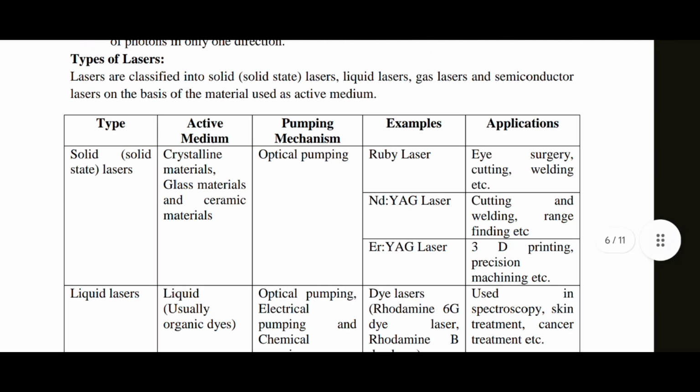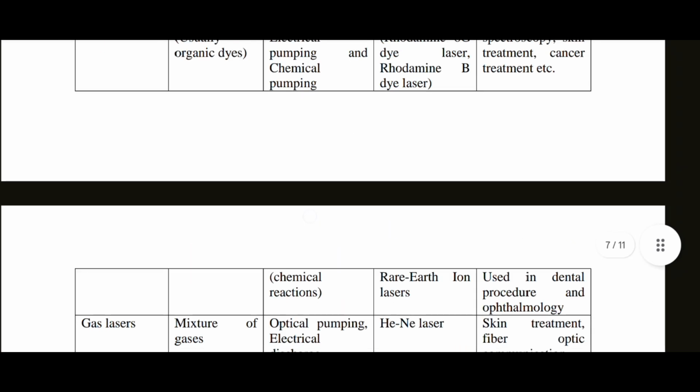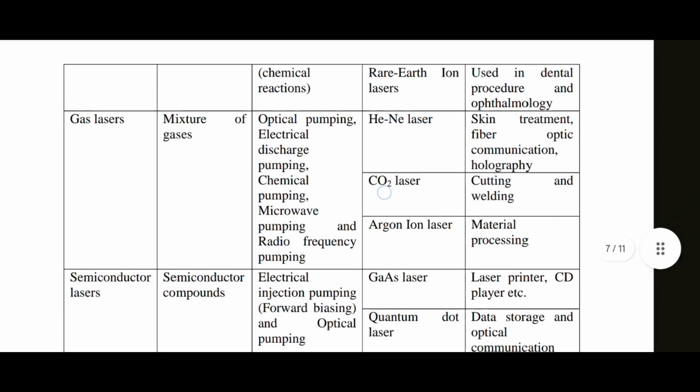This ruby laser is used in eye surgery, cutting, welding, etc. And the YAG laser: cutting, welding, range finding, etc. For YAG laser, 3D printing, precision machining. And this dye laser is used in spectroscopy, skin treatment, and cancer treatment. This rare earth ion laser will be used in dental procedures, ophthalmology. Helium neon laser: skin treatment, fiber optic communication, holography.